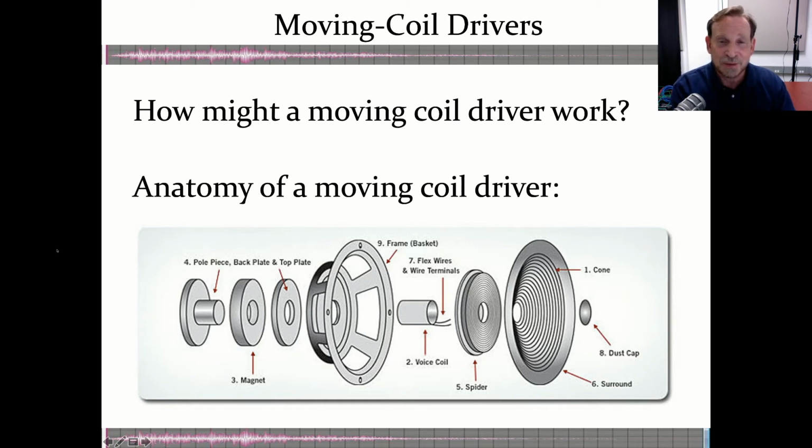Here we have some components. Now this is more components. I'm not going to ask you to memorize all of these pieces. I have 6 that I will note in the next slide that I would like you to know. But these in particular, I'll highlight the fact that we've got this 6 number here, surround. That is going to be the piece that attaches the cone to the basket. Then we've got the spider, which is attaching the cone to the coil, and they go in the basket. And then there's that magnet in here.